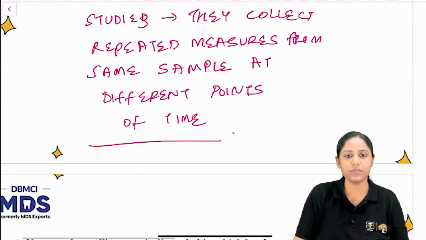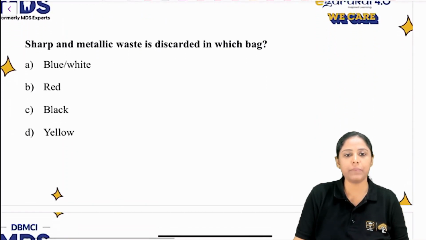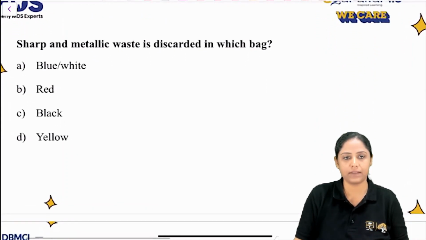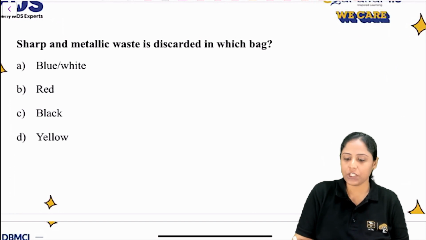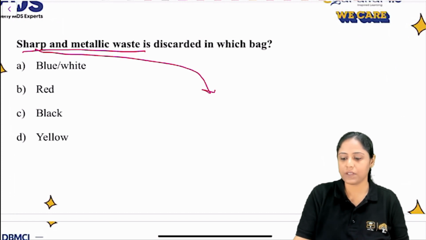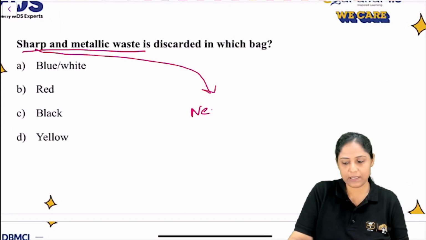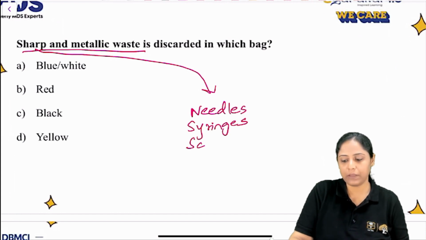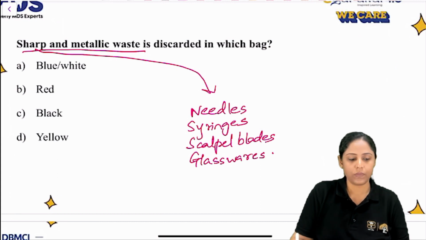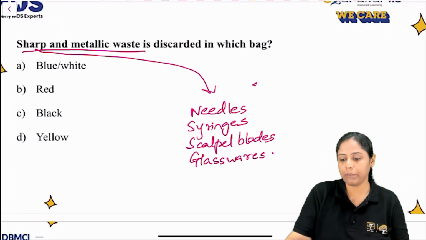Coming to our next question. Sharp and metallic waste is discarded in which bag? Is it blue or white bag, or red bag, or black bag, or yellow bag? So what are sharps? Sharps constitute needles, syringes, scalpel blades, glassware, and metals like implants.